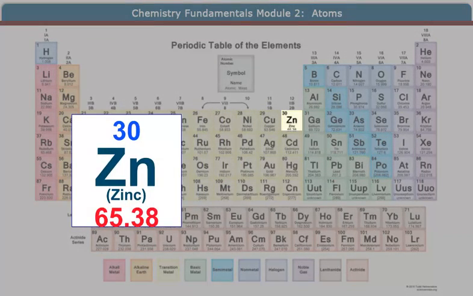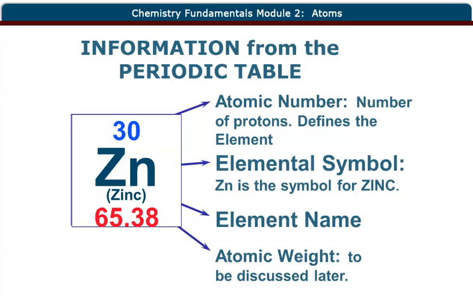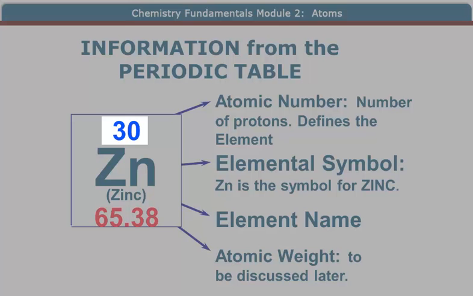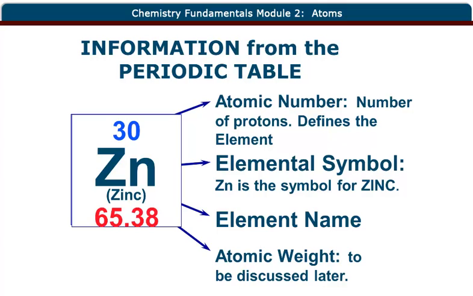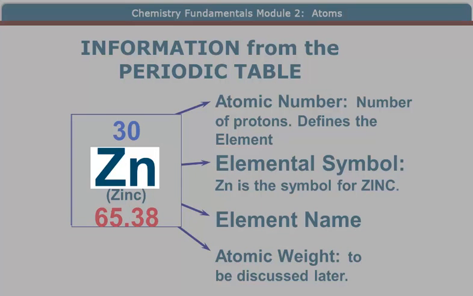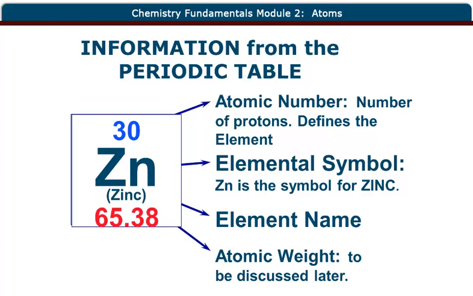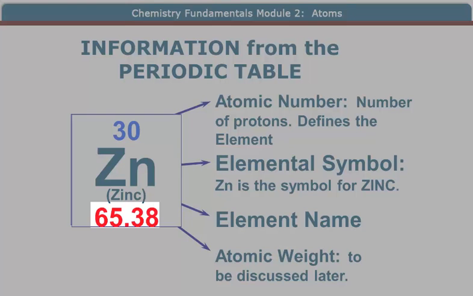Remember, the elements are arranged in numerical order, by atomic number. Zinc has atomic number 30, which means an atom of zinc has 30 protons. The atomic number defines the element, as no other element has an atomic number of 30. The elemental symbol, or abbreviation for zinc, is Zn. You'll find that some of these symbols are pretty straightforward, like Zn for zinc and H for hydrogen, and some are not as straightforward. That number at the bottom of the box is the atomic weight. More about that later.